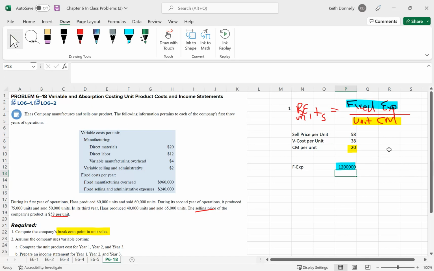All right, so this is the magic moment. If we take our numerator, our fixed expenses, divided by our contribution margin per unit, the $20, we're looking at 60,000 units. In other words, based on these facts and circumstances, if we want to break even, we need to sell 60,000 units. Okay?